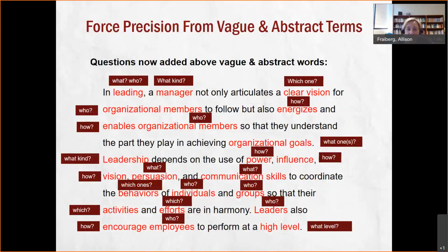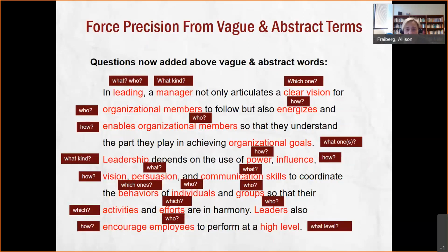There we go. In leading, what kind of leadership? Who's leading? A manager. What kind of manager? Who are we talking about? Not only articulates a clear vision, which vision? What are you talking about? For organizational members. Really? Who? Who are we talking about here? Are we talking about frontline employees? Are we talking about managers? Who are we talking about?